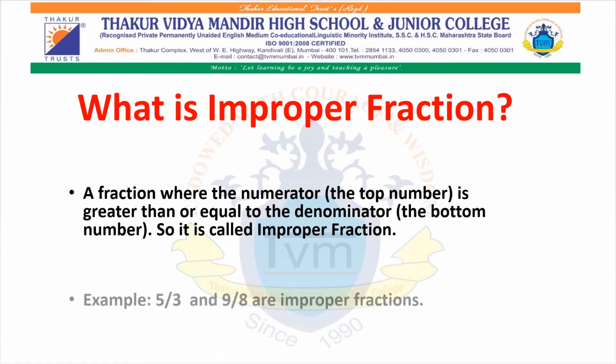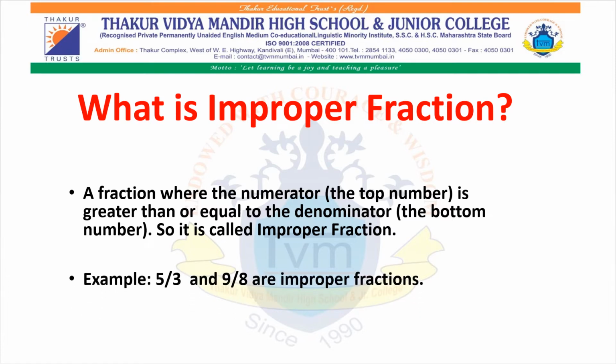Okay, let's see. Now, look here. For example, 5 upon 3 and 9 upon 8 are improper fractions. Now, when we see here, 5 is greater than 3. Correct? It means the numerator is greater than the denominator. When the numerator is greater than the denominator, then it is an improper fraction.